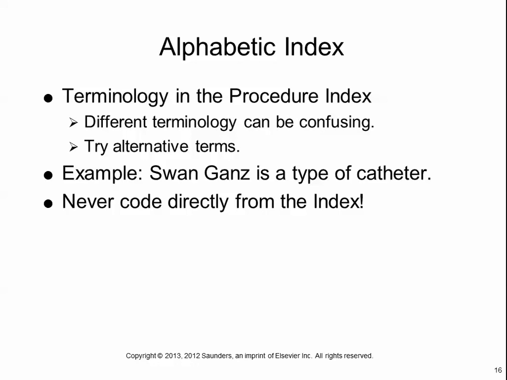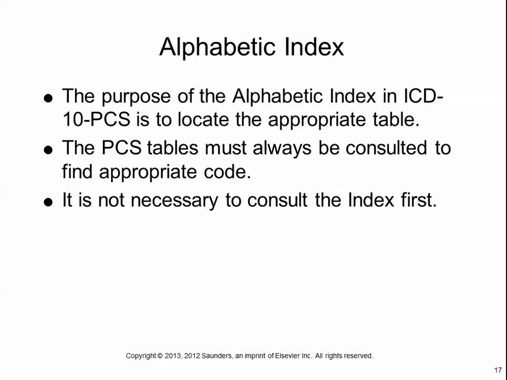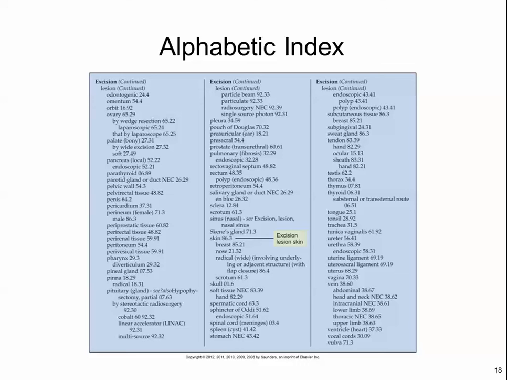Because, as I said, something could be listed under one thing, it could be listed under another. In the instance of Swan-Ganz, it's not listed under Swan-Ganz. If you don't know what that is, you're not going to be able to code it. Okay? And again, don't code directly from that index. This is about PCS, ICD-10. We're not going to get to that yet.